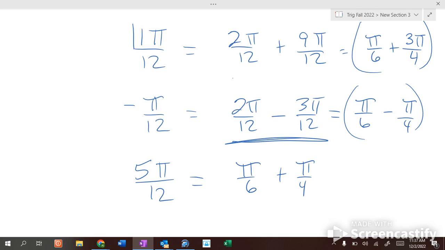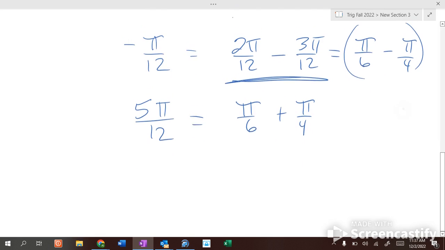Okay. Can you do every problem like that one, where it comes from the problem before it? No, not every problem. But if you figure out that 2 pi over 12 is on your unit circle, 3 pi over 12 is on your unit circle, 4 pi over 12 is on your unit circle, 6 pi over 12 is on your unit circle. Yeah, they are. They're just not in that form.